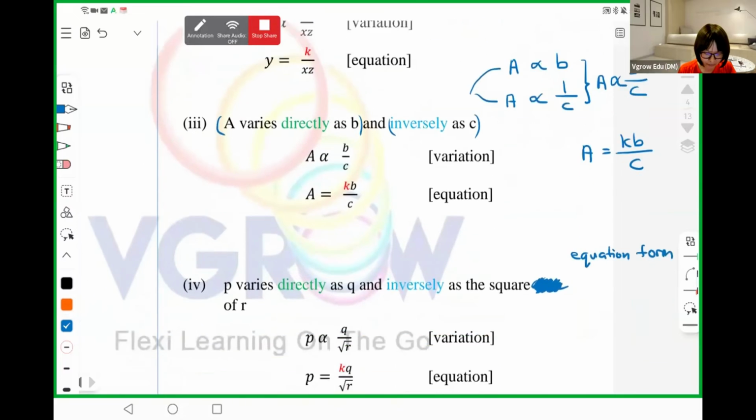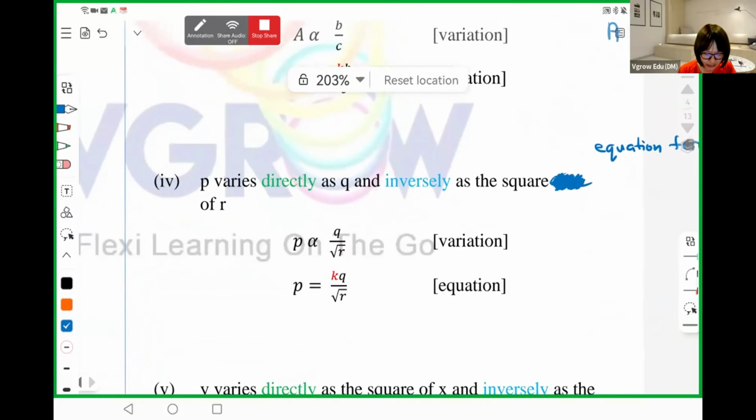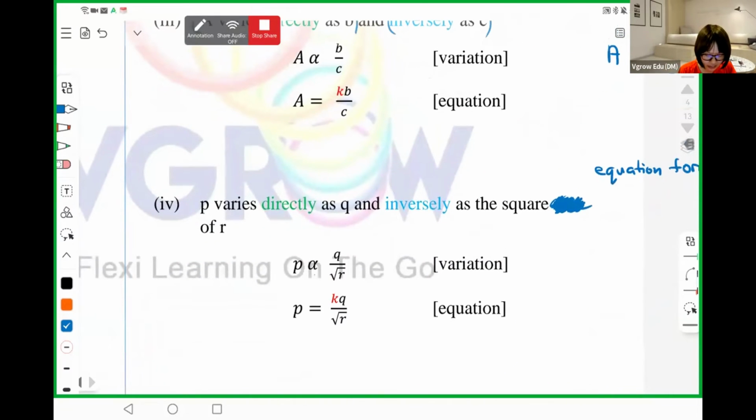Okay. So variation form, P varies directly as Q and inversely. Okay, so now I remove the words already. Actually, it's square root. So you will see there is a square root here. So change to equation form. P equal to K cubed over square root of R. Very simple.